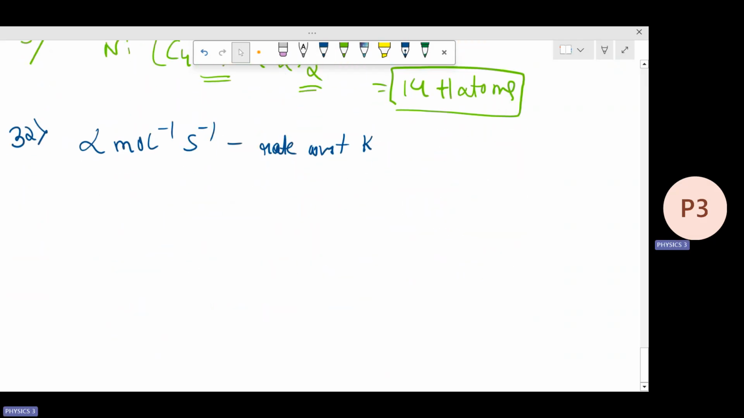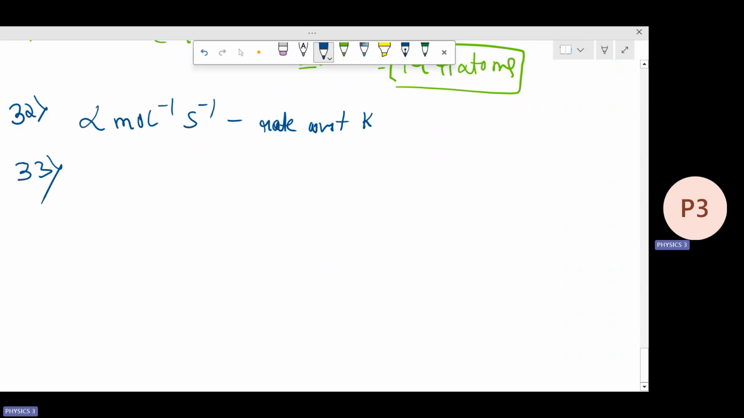Next, question number 33. In question number 33, they are simply asking who will give the iodoform reaction. We all know the one which has methyl in the alpha position will give iodoform. So if we talk of acetone, acetone will give the iodoform reaction because it has alpha position methyl. As it has alpha position methyl, it will give us the iodoform reaction.